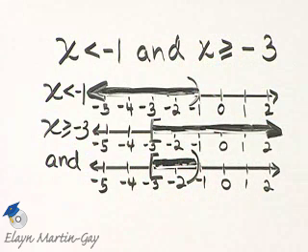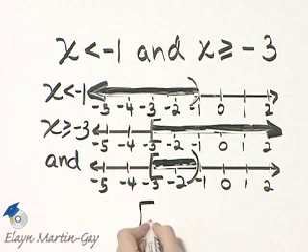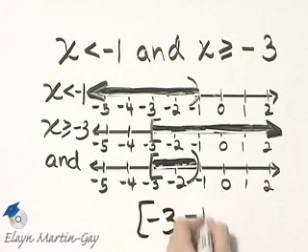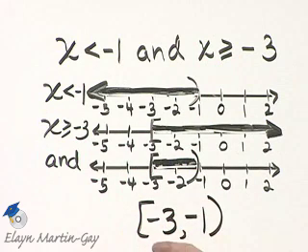So let's write down now what we've shaded. From negative 3 to negative 1 with the parenthesis. There are our solutions.